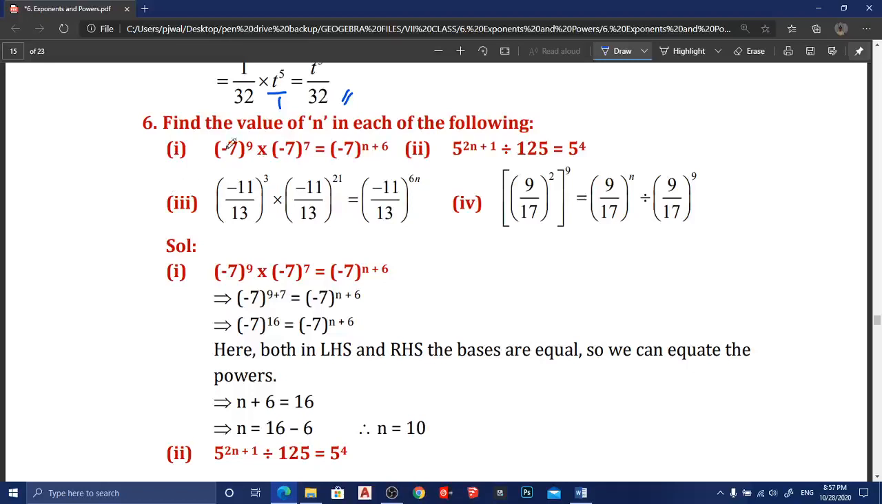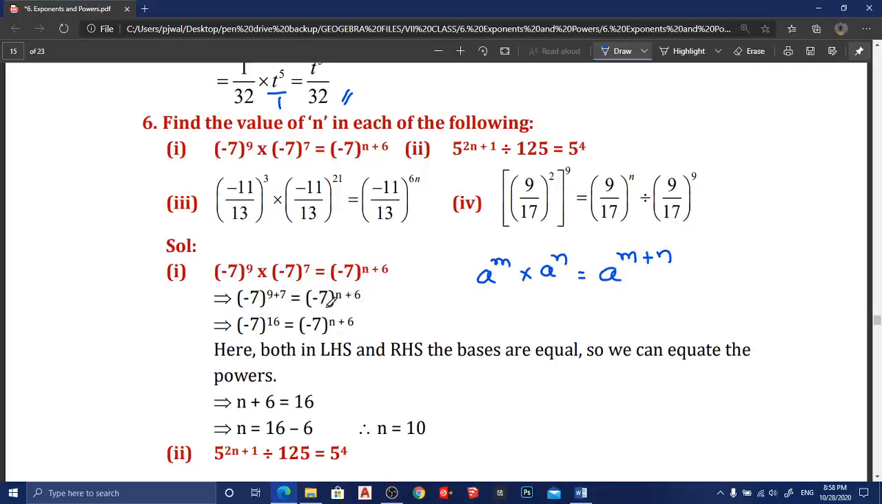Here also you have to use some formulas. Okay, so here first one is minus 7 to the power of 9 into minus 7 to the power of 7 is equal to minus 7 to the power of n plus 6. Here a to the power of m into a to the power of n, both are having the same base, which is minus 7. Powers are different, means you have to add the powers. Which formula is this? a to the power of m into a to the power of n is a to the power of m plus n. So minus 7 to the power of 9 plus 7 is equal to minus 7 to the power of n plus 6, which is given already in your problem.